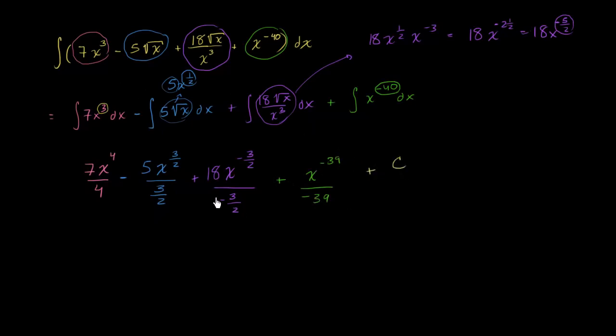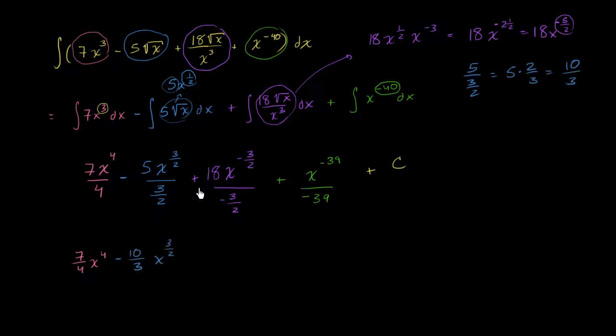And all we need to do is simplify all of this craziness. So the first one is fairly simplified. We can write it as 7/4 x to the fourth. Now, this term right over here is essentially negative 5 divided by 3/2. So 5 over 3 halves is equal to 5 times 2/3, which is equal to 10 over 3. So this thing right over here simplifies to negative 10 over 3 x to the 3 halves.